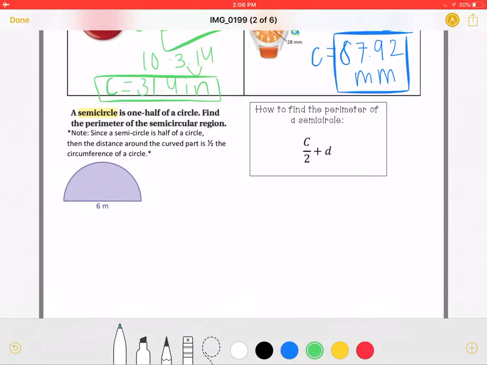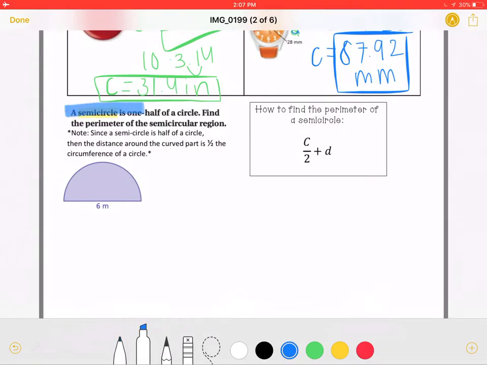All right, next, I will say this is tricky. We get into another subject here. This lesson has a lot of things you're learning. We're going to find the perimeter of a semicircle. So thinking of a semicircle is half of a full circle.